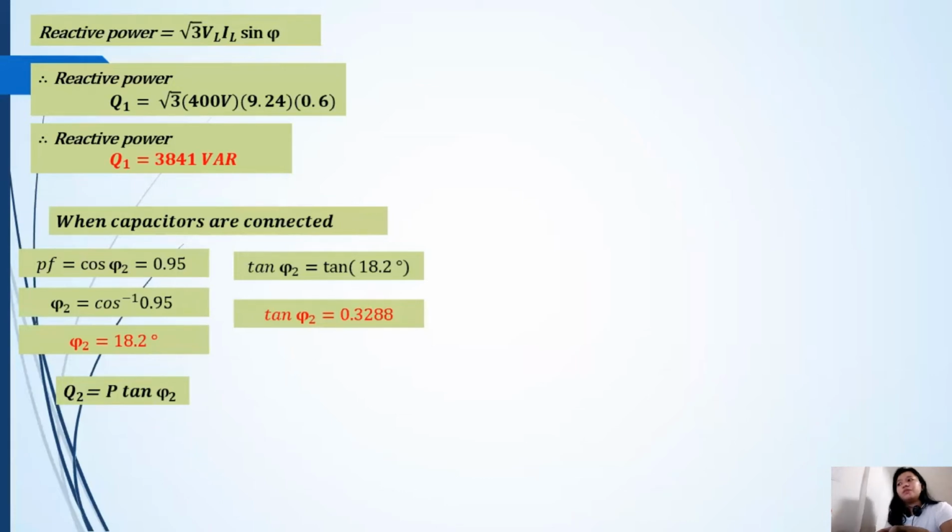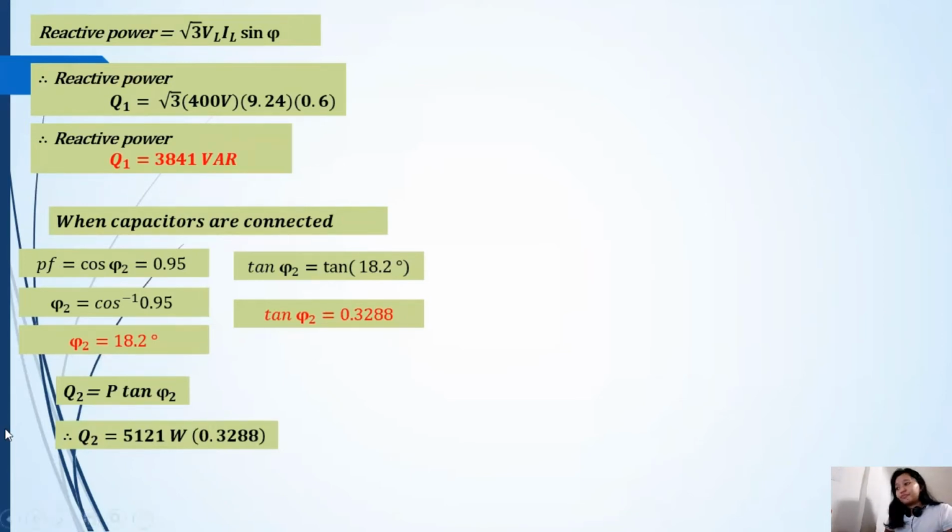So next we will be solving for the reactive power 2, which is Q2. Since our capacitors do not absorb any power, the power remains, but we will be changing the var when the capacitors are connected in the next condition. So we will still be using the power, which is 5,121 watts. So the formula for our Q2 is the power times tan phi 2.